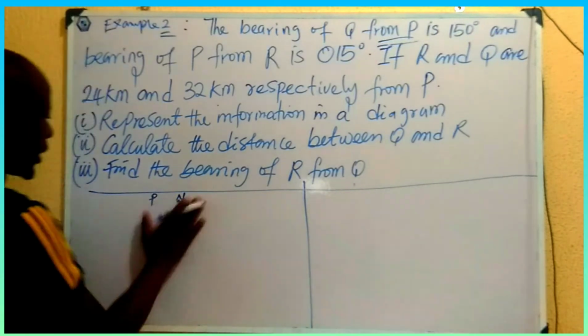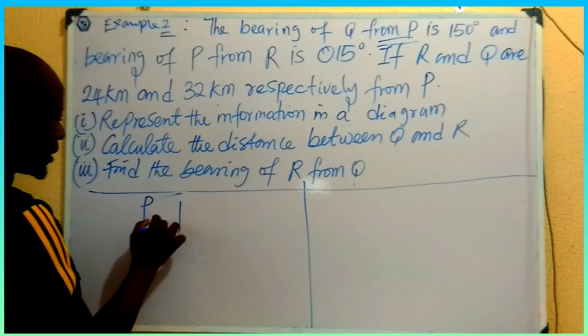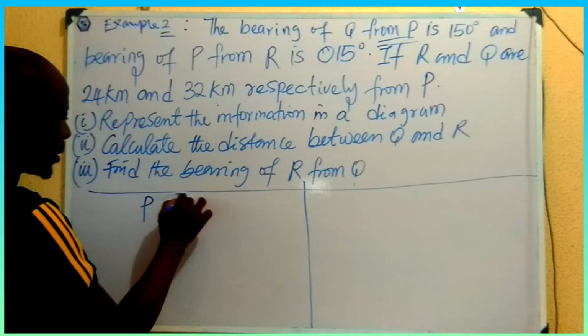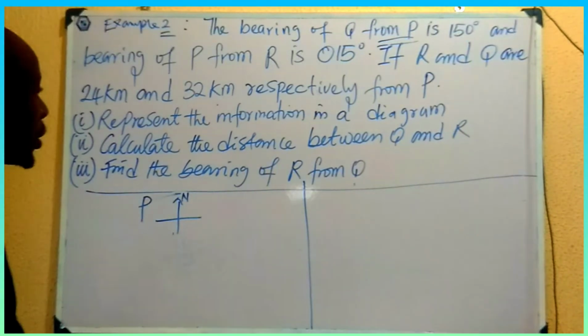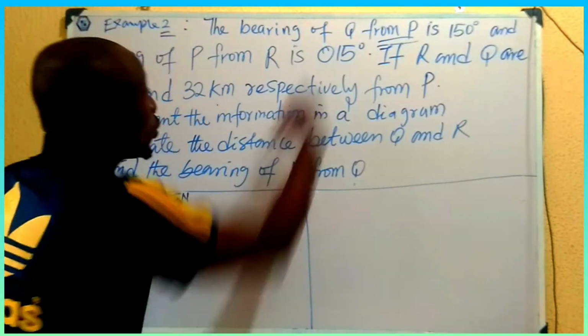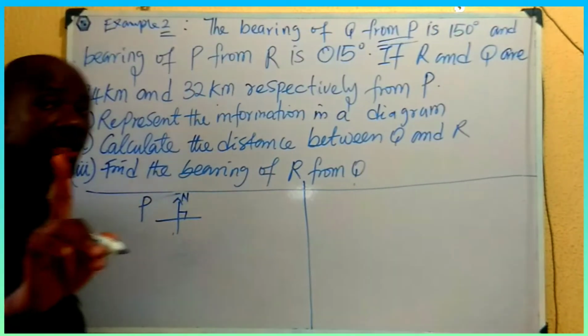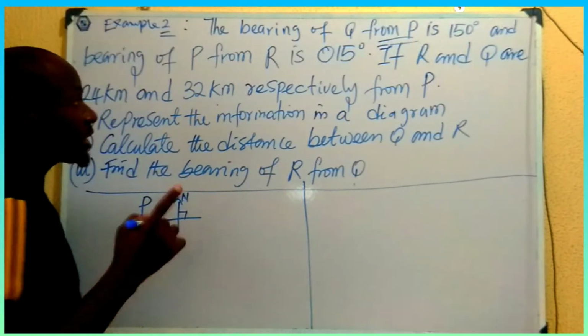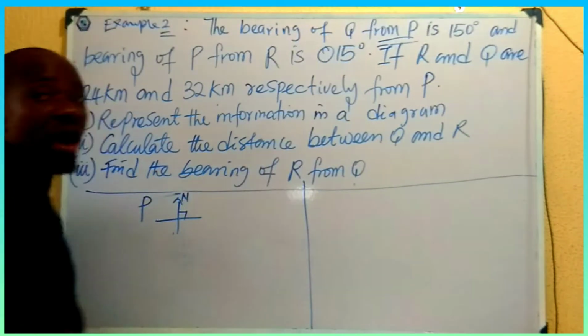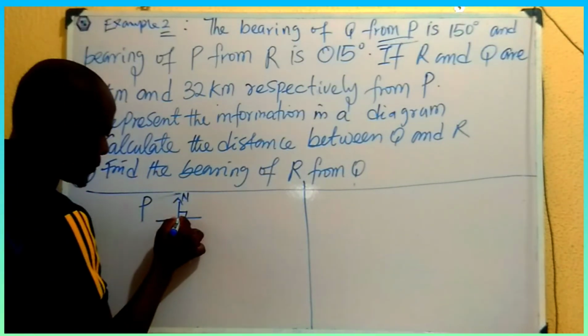Let me make it a bit bolder. P. This is the north. Starting from the north, we want to move at angle 150 degrees to Q. This is 90 degrees, the first cardinal point we take 90 degrees. Now, when you take 90 from 150, you have what? 60 degrees left.